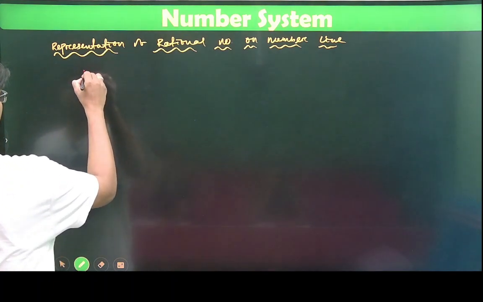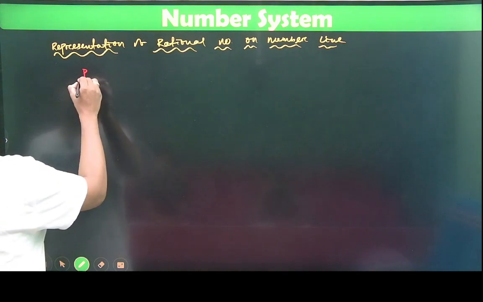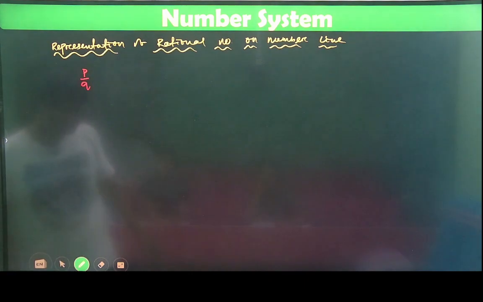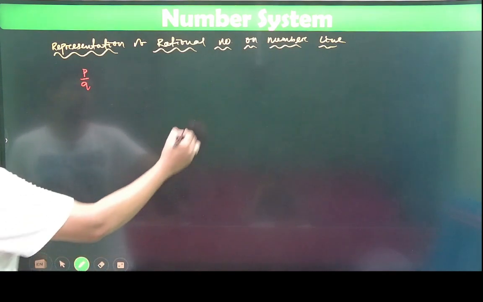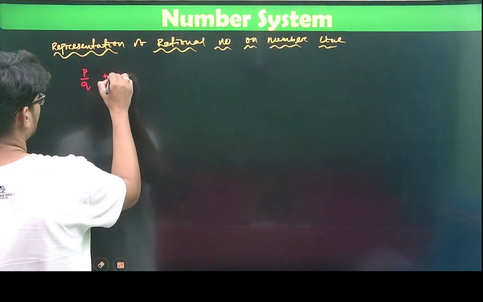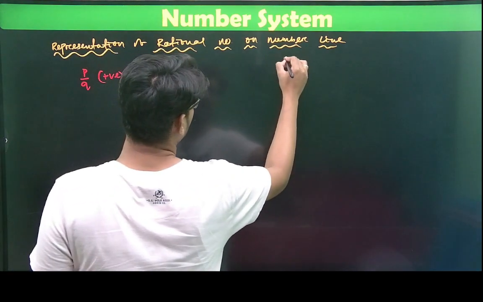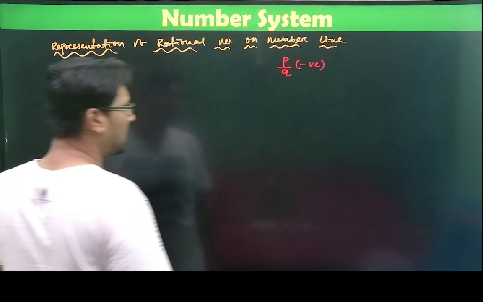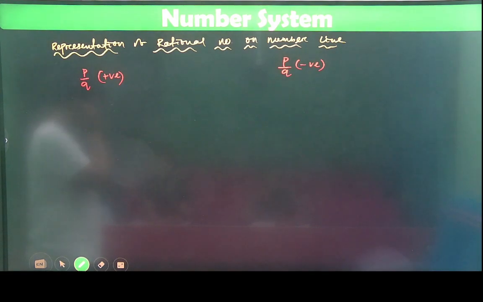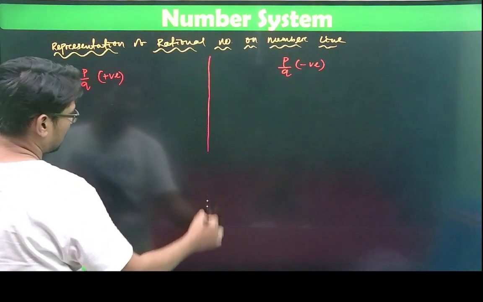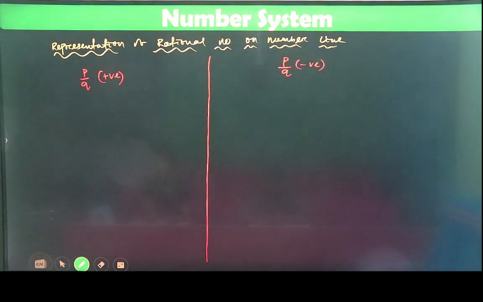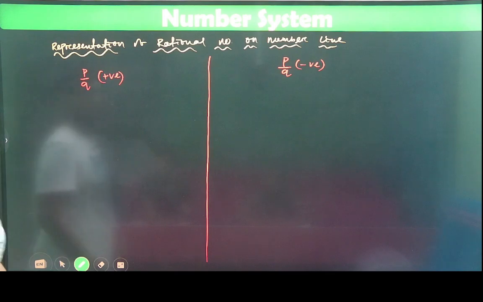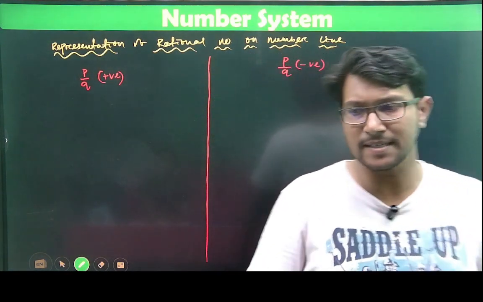One kind is when it is a positive rational number, and the other one is a negative rational number. That is, whenever P by Q is negative, and when P by Q is positive. First we'll discuss when P by Q is positive. Then we are going to discuss when P by Q is negative.